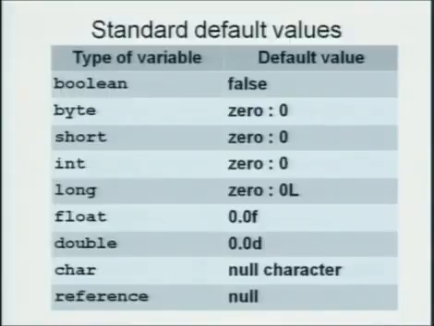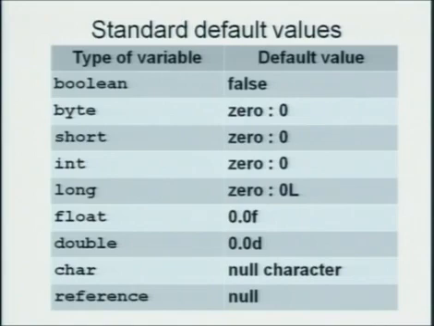Standard default values. In some cases, whenever you are declaring a variable, again we start with C and C++. Whenever C and C++ programs are written and you declare integer variables locally, these variables contain garbage values inside them. But it's not the case for the Java programming language. Whenever any variable is declared, it contains some default value given to it.